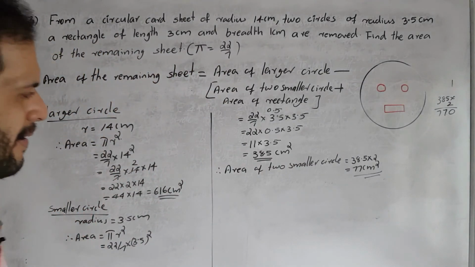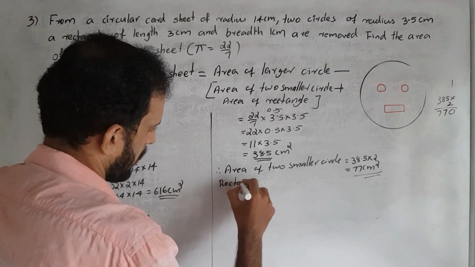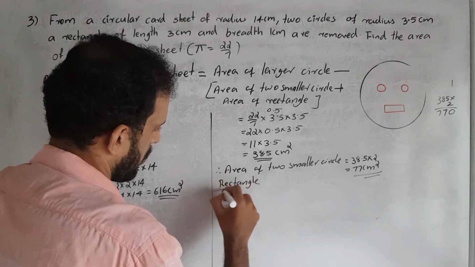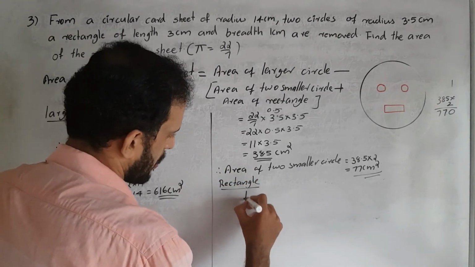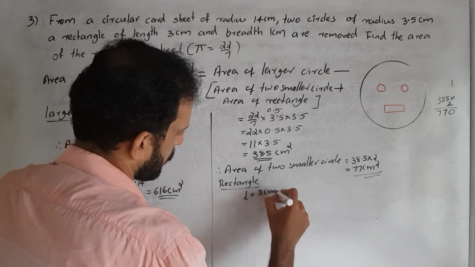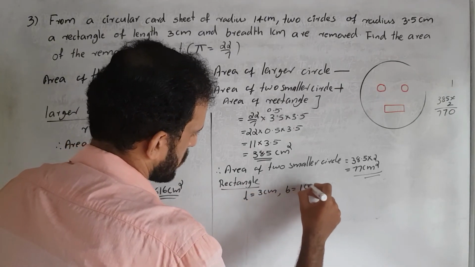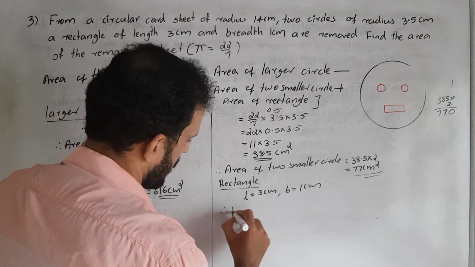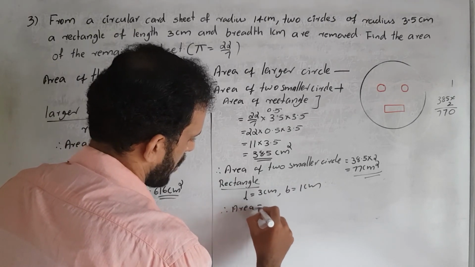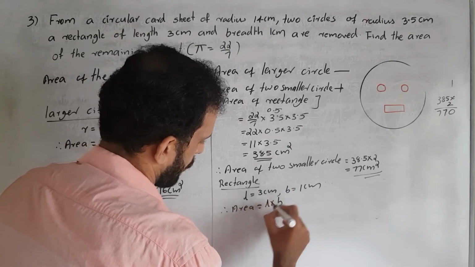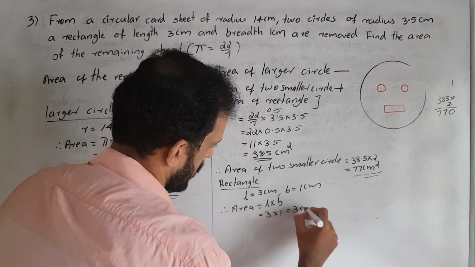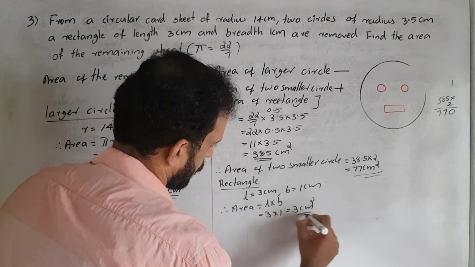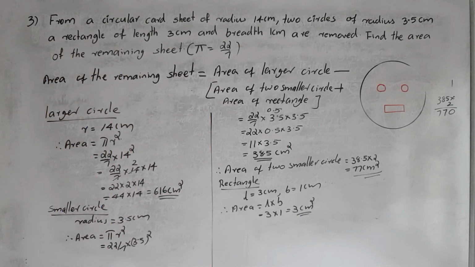Then one more is remaining, the rectangle. In the case of the rectangle, what is given? Length is given, breadth is given, L is equal to 3 centimeter, B is equal to 1 centimeter. Therefore, area, the equation is L into B is equal to 3 into 1 is equal to 3 square centimeter. Okay, then what is next?